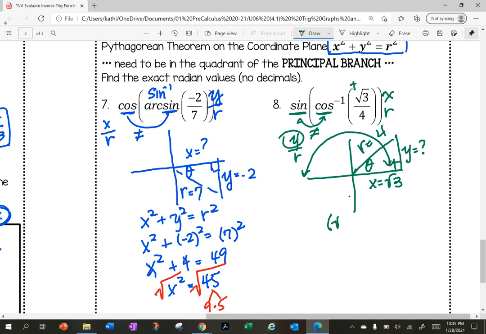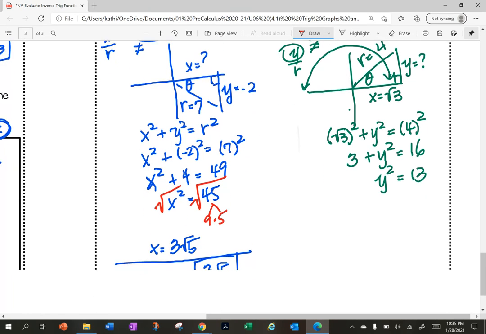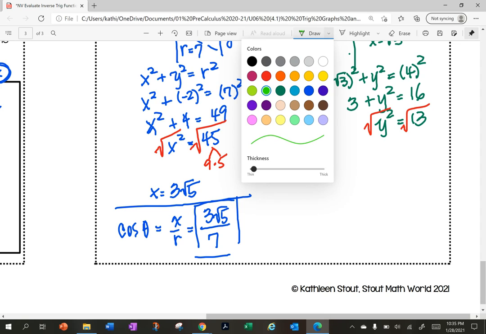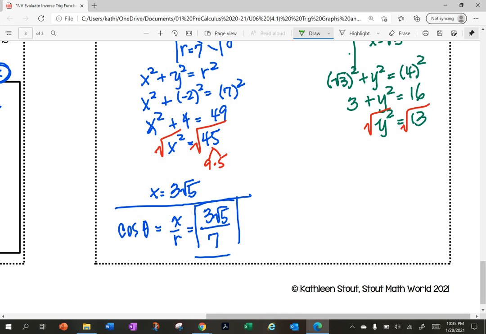So x squared, the square root of 3 squared, plus y squared equals my radius squared, 4 squared. So 3 plus y squared equals 16. I'm going to subtract 3 from both sides, so y squared equals 13. I want to undo the squaring, so I'm going to take the square root. 13 does not have any perfect squares, so it just stays as is. So y equals the square root of 13. Substituting that in, the sine of theta is y divided by r, and y is the square root of 13, and r is 4.